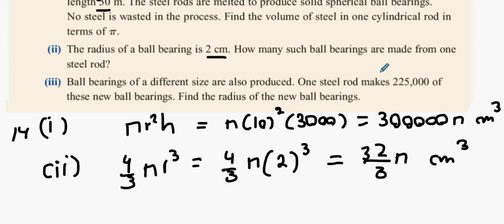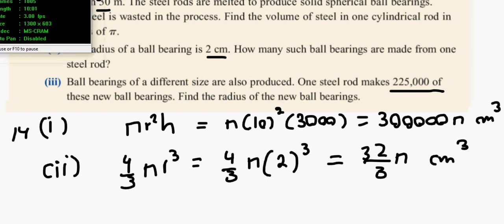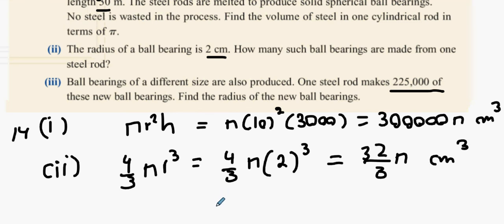Ball bearings of a different size are also produced. One steel rod makes 225,000 of these new ball bearings. Find the radius of the new ball bearings. Can anybody tell me, how do I find the volume? How do I find the volume of one ball bearing?